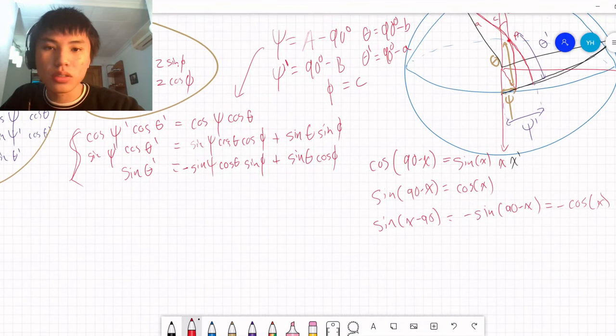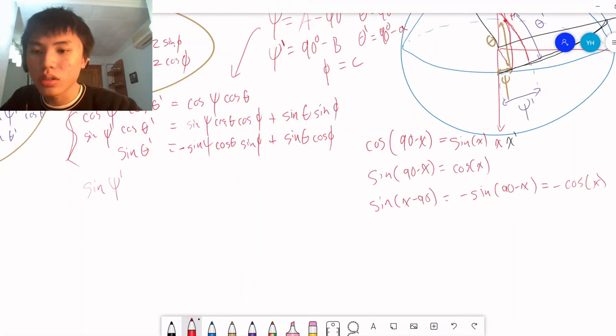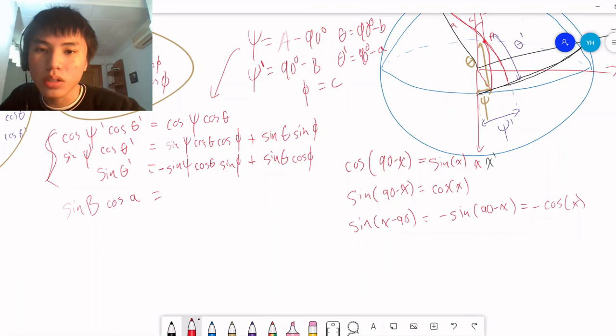Let's start with the first equation. Cosine psi prime is cosine 90 minus b, which is going to be sine of b. Cosine of theta prime is going to be cosine of 90 minus a, which is going to be sine of small a. Cosine of psi is going to be sine of a. Sorry, not cosine of a here. This is sine of small a. And then cosine of theta is going to be equal to sine of b. Now, that's the first equation.